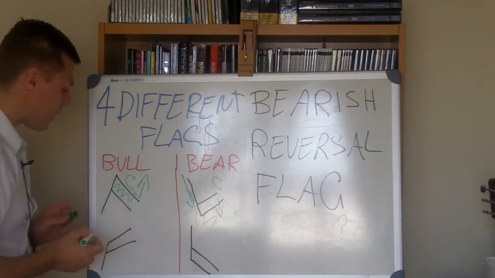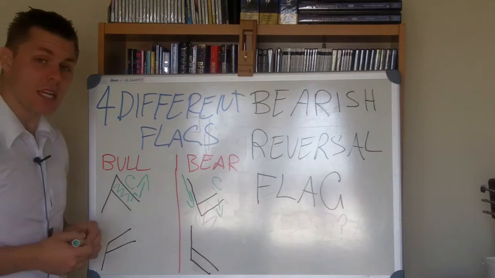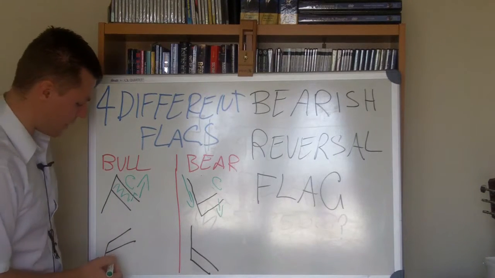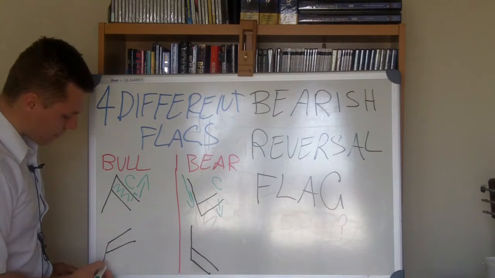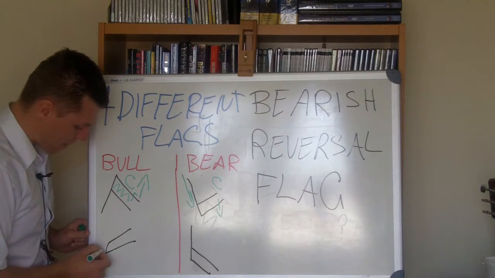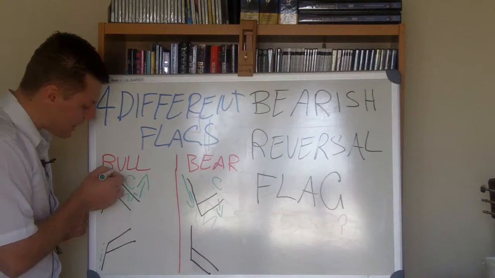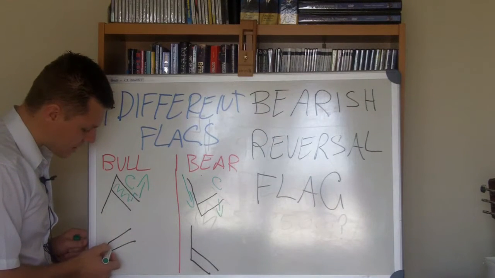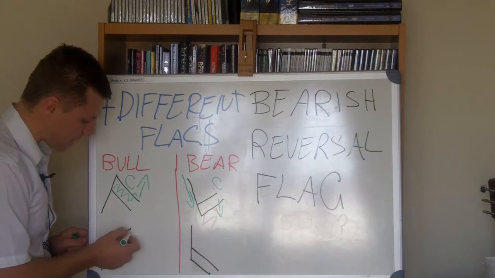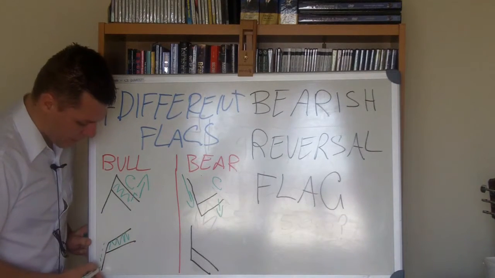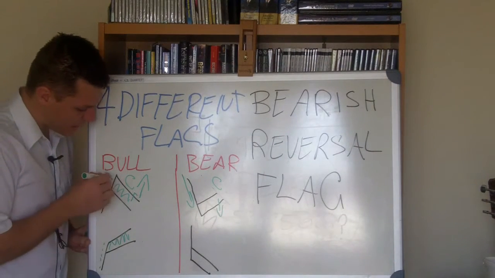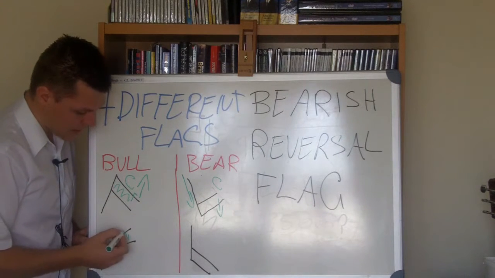Now that's a continuation, but have you ever seen flags that look like this one over here? This is a bullish flag, but have you ever seen flags where the market runs up, but then suddenly instead of going down like this here, it suddenly just slowly starts to step up like that? Well, that there is a bullish flag where the market runs up, but instead of going down, it slowly steps up again.